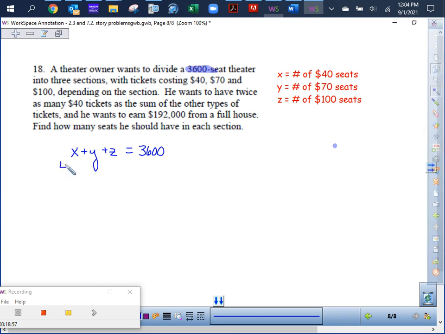$40 for every $40 seat, plus $70 for every $70 seat, plus $100 for every $100 seat. When they sell out, do you know the total money that they should be getting? $192,000. Money plus money plus money equals money.